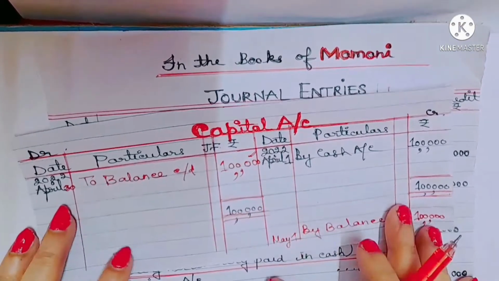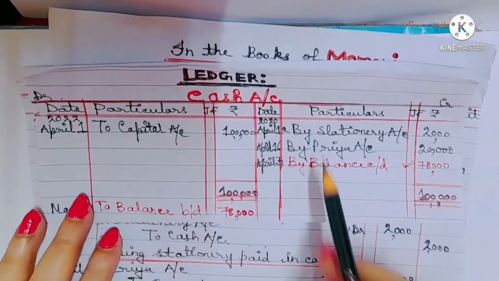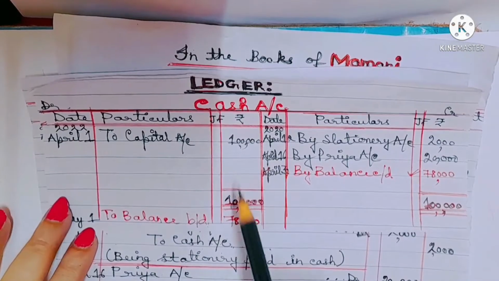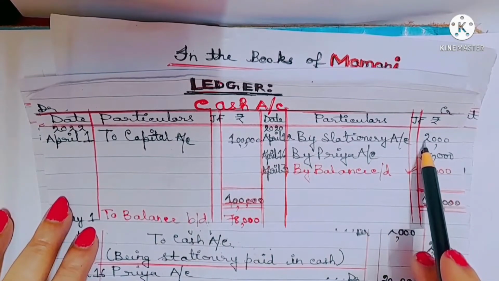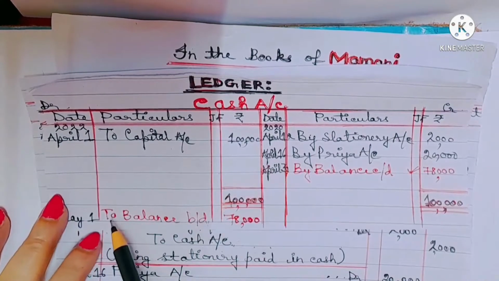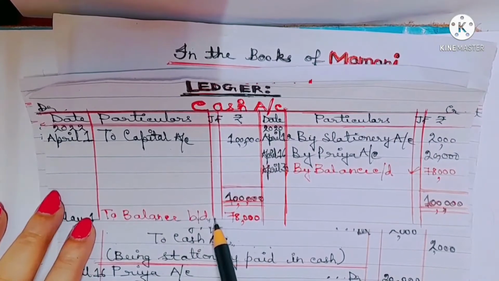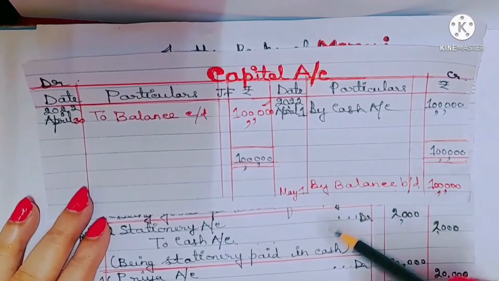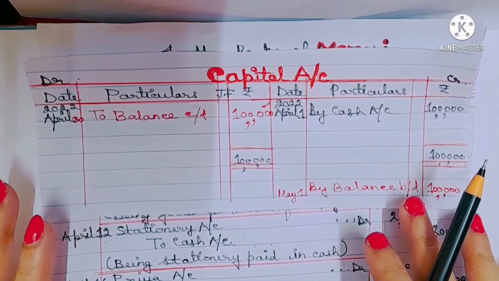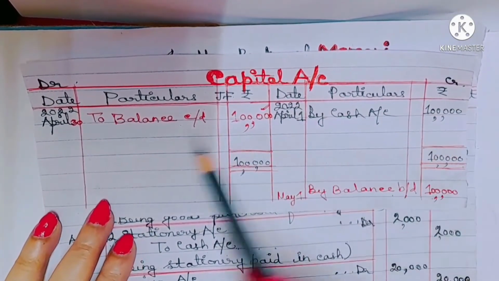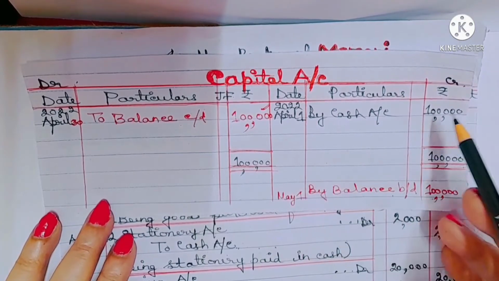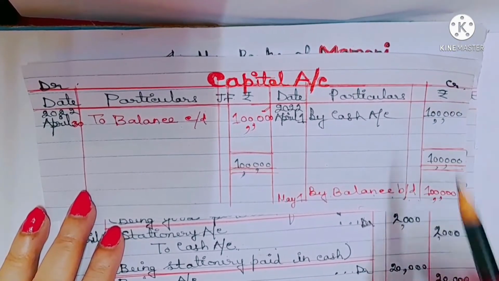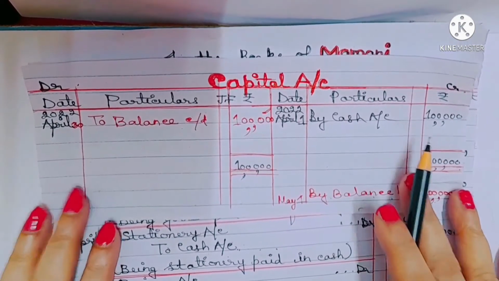Understood? Clear? Let me tell you one thing. Is cash account a debit balance? Of course, cash account is a debit balance. Why? Because debit side is greater than credit side. Understood? And moreover, to balance BD is beneath the debit side total. So, cash account is a debit balance. Is capital account a debit balance or a credit balance? Since credit side is greater than debit side, that means capital account is a credit balance. Moreover, by balance BD is beneath the credit total. So, capital account is a credit balance.